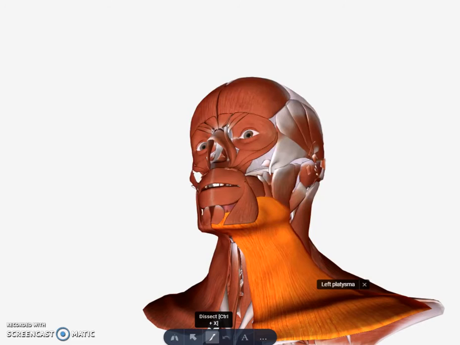This is the platysma. It depresses the mandible and pulls skin when clenching. The origin is the pectoralis major and deltoid muscles. The insertion is the mandible.